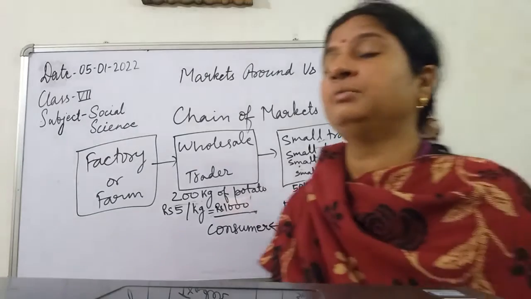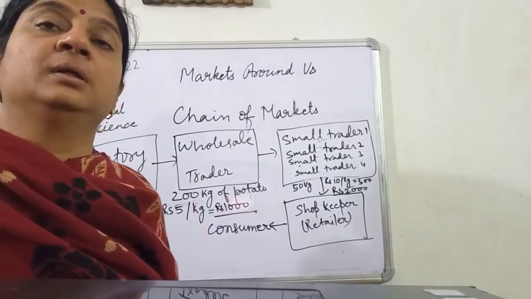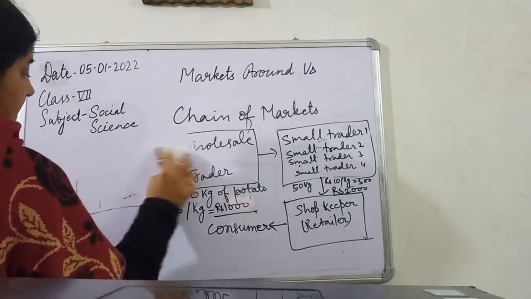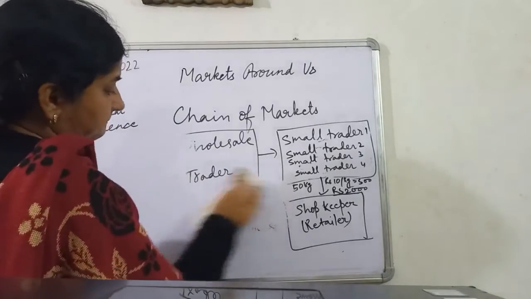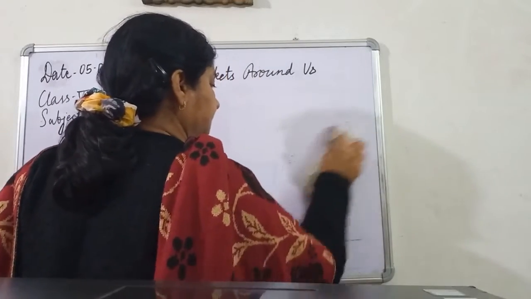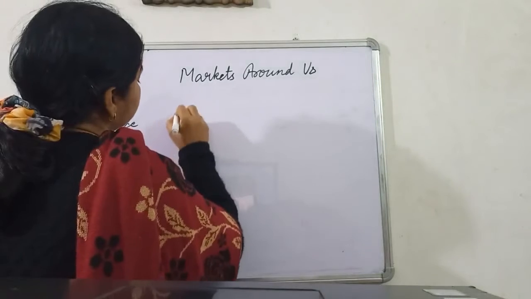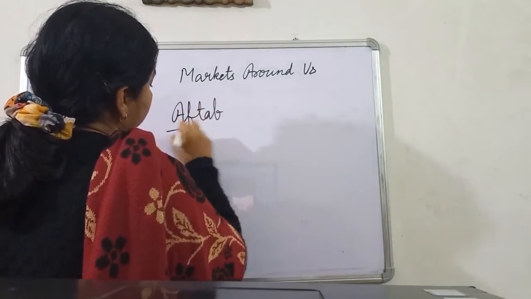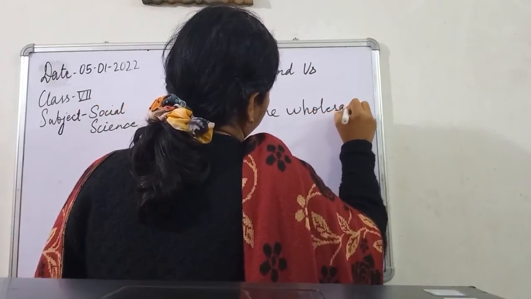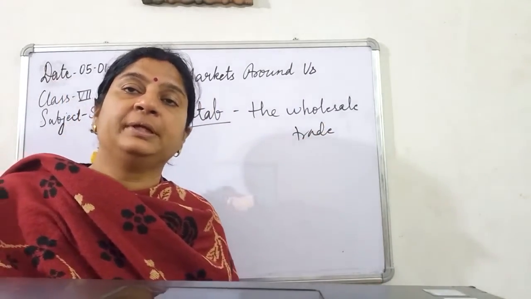Okay, so now we will try to understand it by an example. We have an example like this. Aftab is there, he is the wholesale trader. So now we are doing about Aftab, the wholesale trader. This person trades in vegetables.